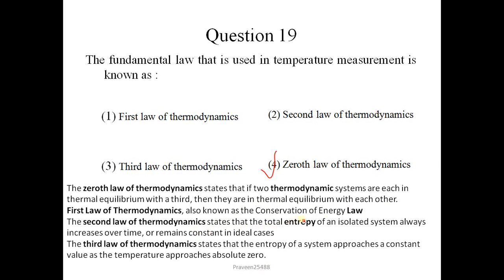First law of thermodynamics, also known as the conservation of energy law. The second law of thermodynamics is related to entropy, which is, entropy of an isolated system always increases over time or remains constant in ideal cases. The third law of thermodynamics states that the entropy of a system approaches a constant value as the temperature approaches absolute zero. So for this question number 19, correct option is 4.